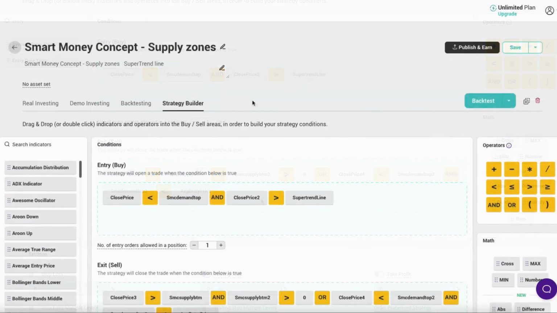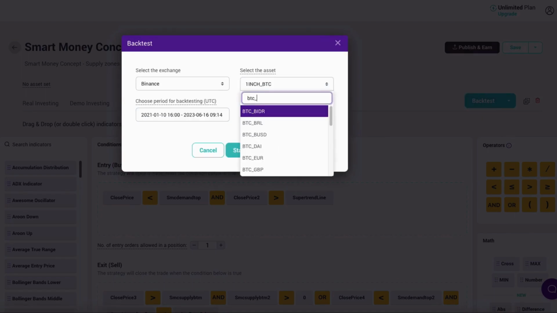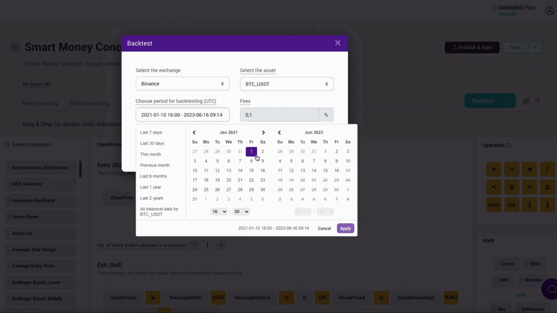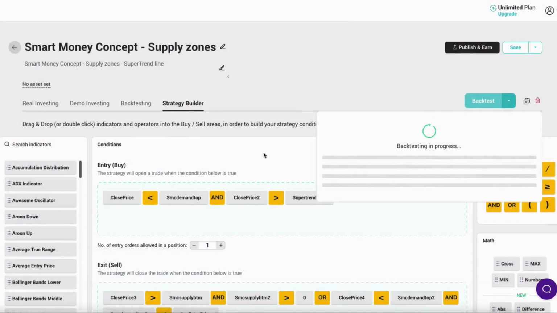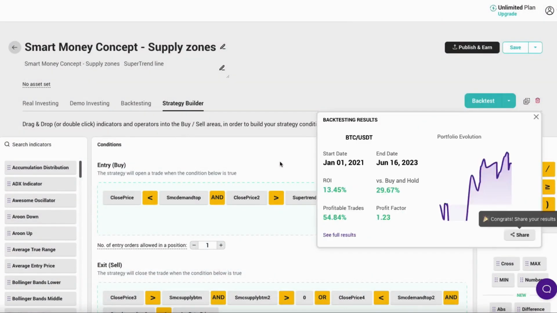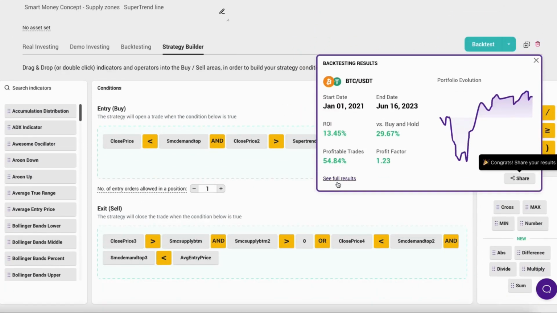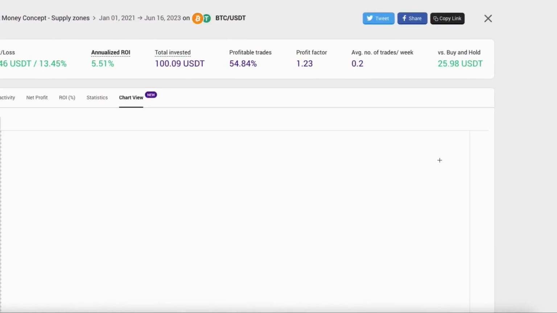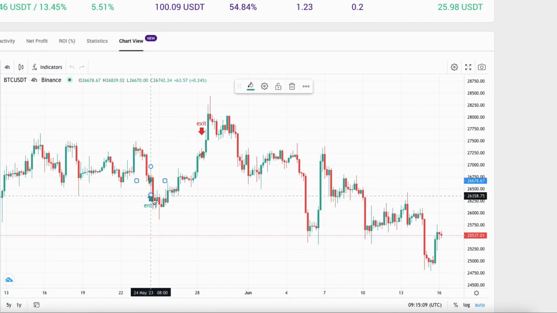Now let's backtest this simple strategy. We are backtesting the Smart Money Concept strategy on Bitcoin for around 18 months or so, starting with the 1st of January 2021. In just a few seconds, we will get the results of the strategy. We got 13% in profits in a market that was not great at all. The strategy is better than buy and hold with 29%. We can see on the chart that the last trade is a winning trade.